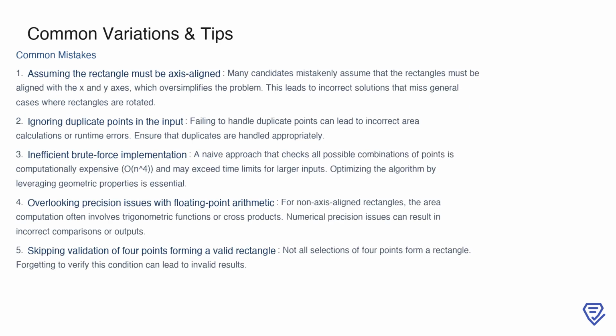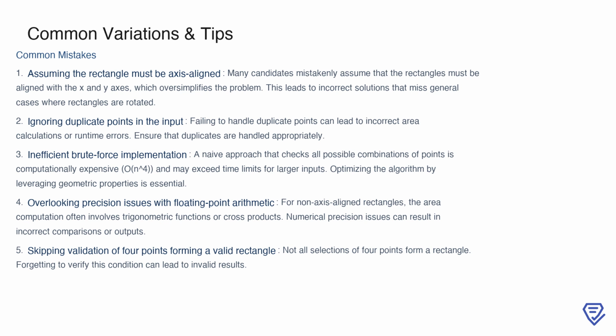When tackling this problem, there are several common pitfalls to watch out for. First, it's important not to assume that the rectangle must be axis-aligned. This is a common oversimplification that leads to missing cases where the rectangle might be rotated. Another issue arises when duplicate points in the input are ignored. If duplicates aren't handled properly, they can lead to incorrect area calculations or even runtime errors. Then, there's the temptation to use a brute force approach, checking all possible combinations of points. While this might seem straightforward, it's computationally expensive with a time complexity of n⁴, making it unsuitable for larger datasets.